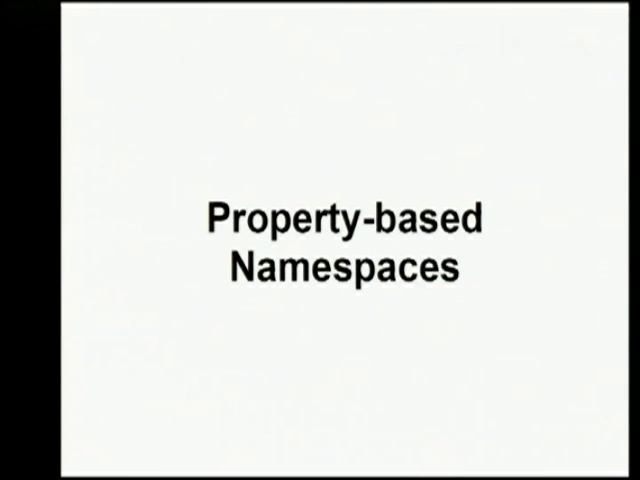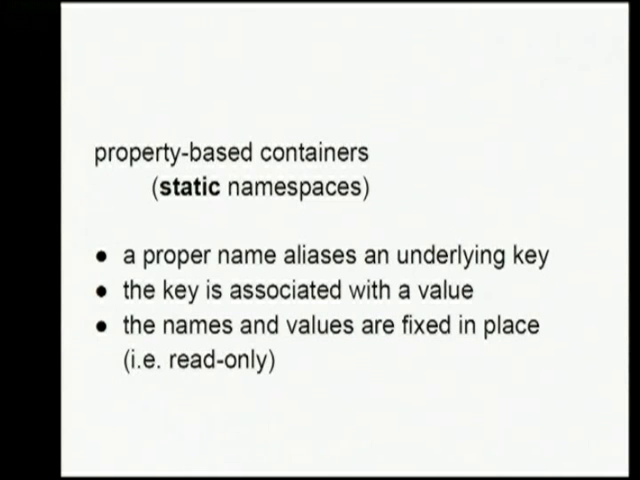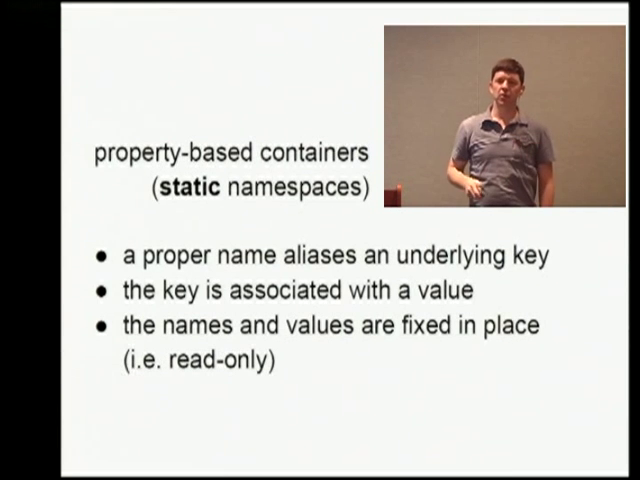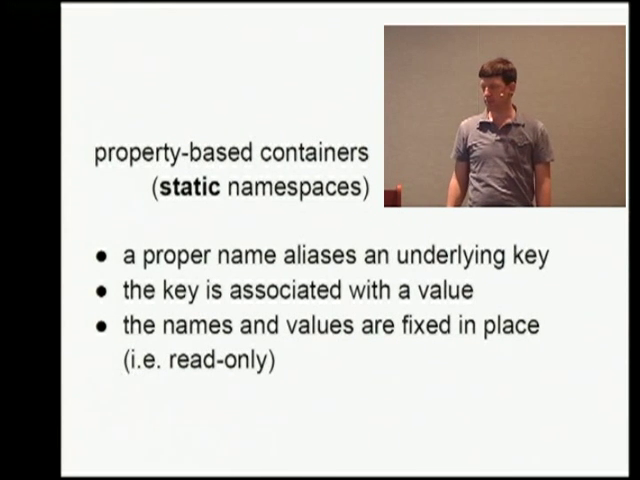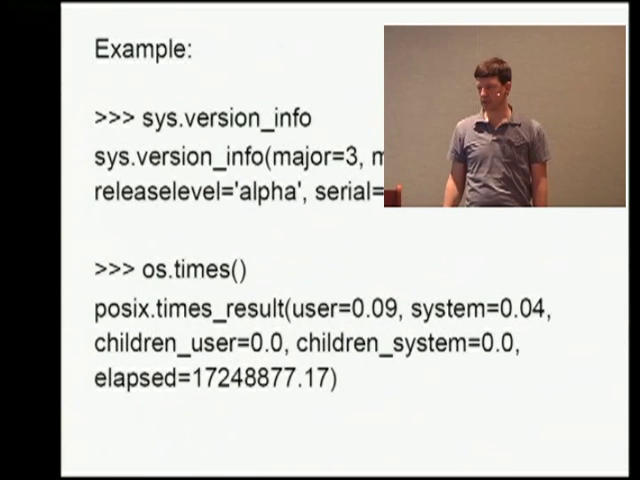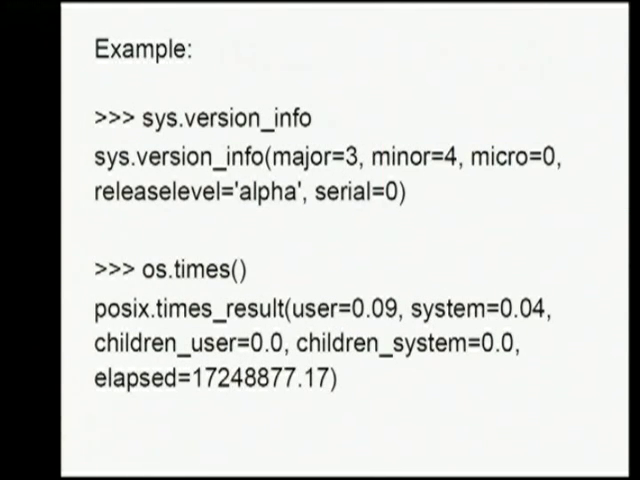So, moving on to property-based namespaces, like I said, they're more fixed in place. You see that and you can expect that it's not going to be changing. So really there's mostly a property that's aliasing some underlying value in the underlying namespace of this object. In Python, we have quite a few uses of property-based namespaces, and here are a couple of examples of them.